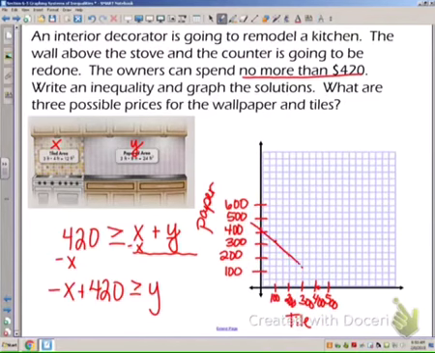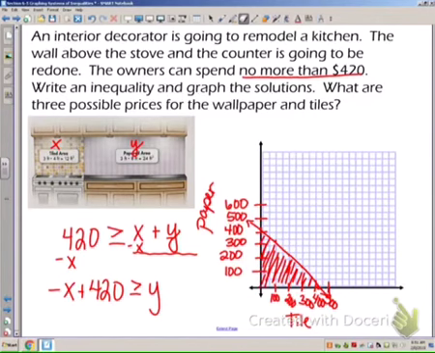We want to make it a solid line because they could spend these amounts, but they could also spend less. They don't have to spend all $420. So technically they could spend 0 on tile and 0 on paper. They're not going to get very far, but that is a possibility. Then you'd have 0 is less than 420. That would work. So however you do it, it comes out correct. You don't want to do anything in this area over here because those points aren't going to be true. That's going to be over the $420 that they have budgeted to spend on this project.